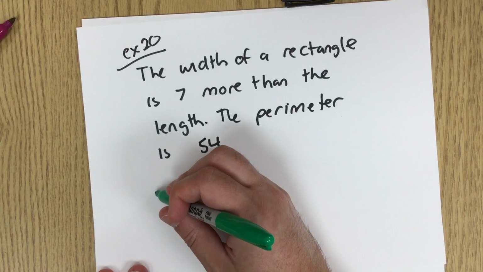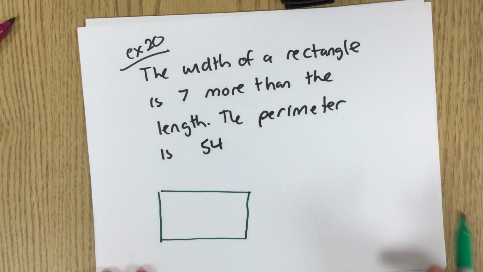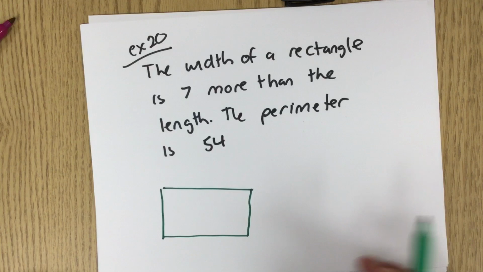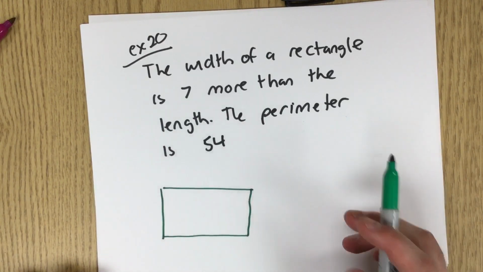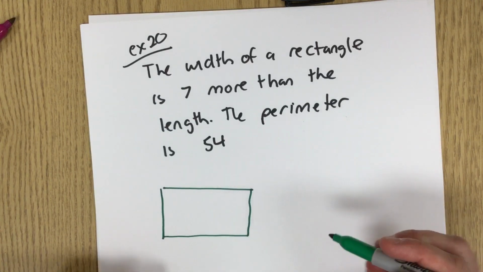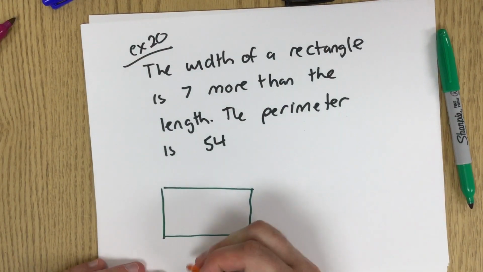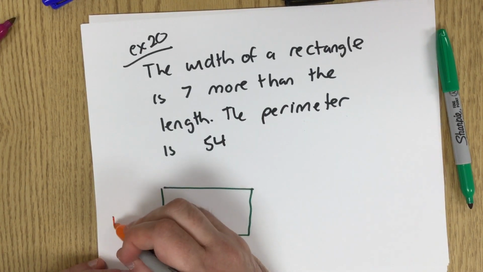I'm going to define this one with a picture. First question is which side is the width and which side is the length? And the answer is, it doesn't actually matter. You could choose whichever one you want. Some people like saying that this is the width, some people like saying this is the length. I'm going to, for this question only, and you don't have to do it, say that this side is the width and that this side is the length.